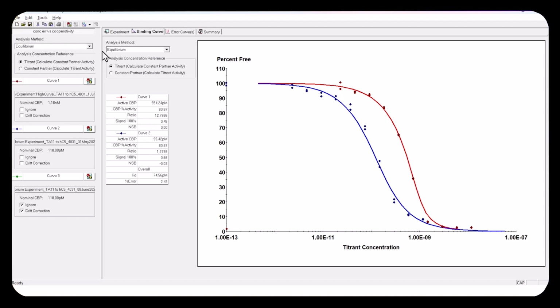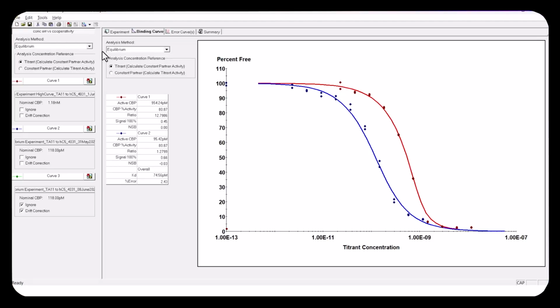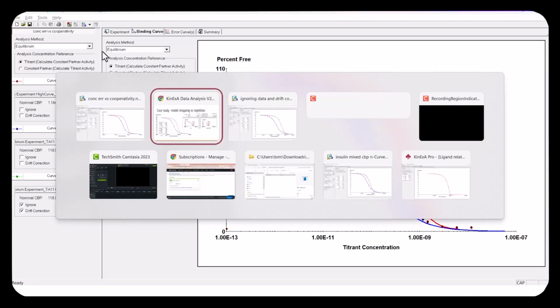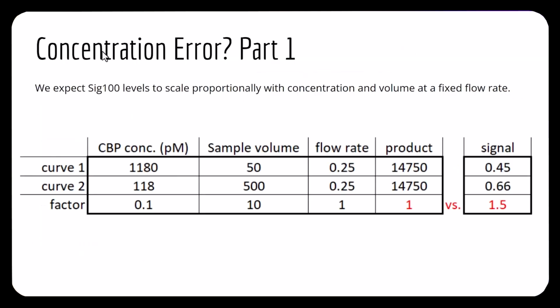And one thing I like to think about is to look at the Sig 100 and how it scales with the flow rate and concentration. I might do this in my head, but I've made a little table here to help us out so I can explain it and we can all be on the same page. So I expect the Sig 100 to scale with the CBP concentration. If I put in 10 times as much CBP, I expect 10 times more signal.